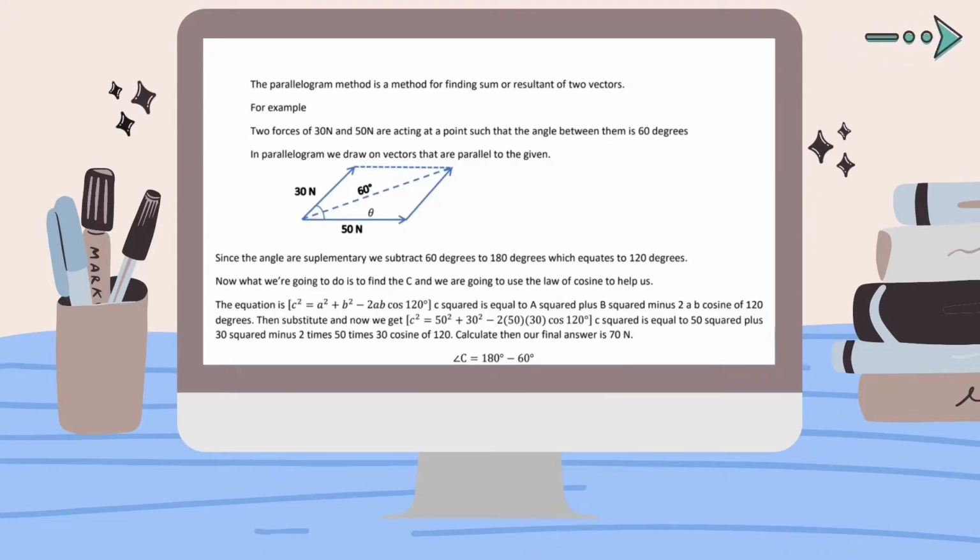And now what we're going to do is find C, and we are going to use the law of cosines to help us. So the equation is C squared is equal to A squared plus B squared minus 2AB cosine of 120 degrees. Then we substitute, and we get C squared is equal to 50 squared plus 30 squared minus 2 times 50 times 30 cosine of 120. And then calculate, and our final answer is 70 N.